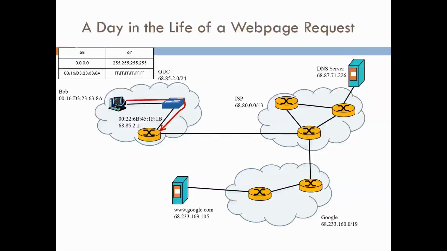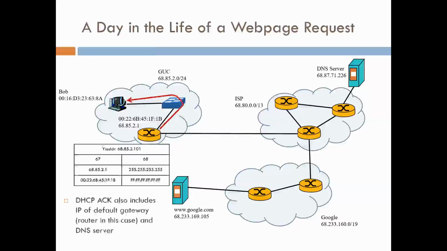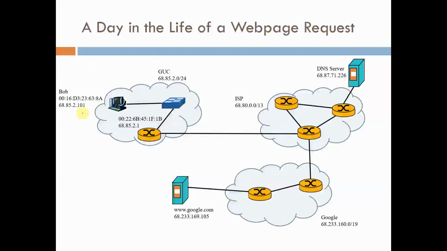And so if you review the DHCP process, it's a four-way handshake, which ends with the DHCP server responding back to Bob saying, actually, this is now the IP address that you can use. And the entire exchange in DHCP is broadcast packets. So everything is actually broadcast through the entire network. And at the end of the DHCP process, Bob now has an IP address that is assigned to him by the GUC network. And you will see that Bob has an IP address which is 68.85.2.101. It has the same network address as the GUC network in this case.